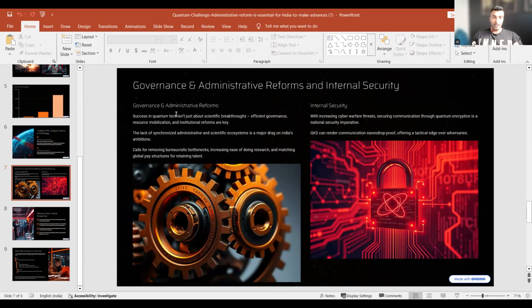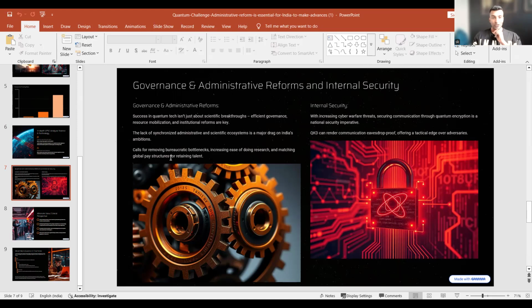So governance and administrative reform. If you are successful in this quantum tech, it's not just about the scientific breakthrough. It's basically helping efficient governance, resource mobilization, and institutional reforms, right? So that's also a part of it. Then again, the lack of a synchronized administrative and scientific ecosystem is a major drag on India's ambitions. All these are there in the editorials, go through that.